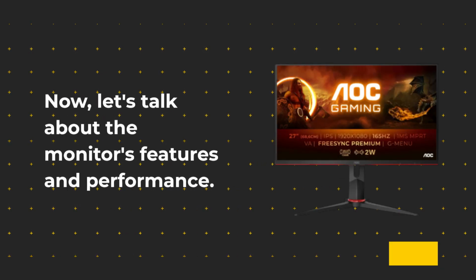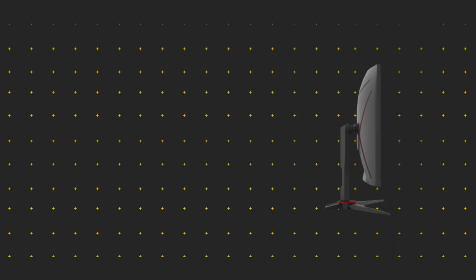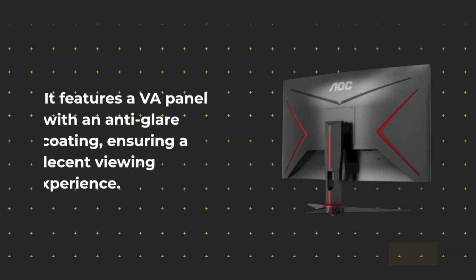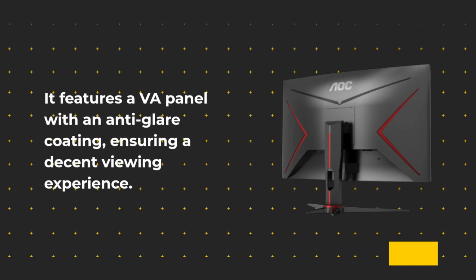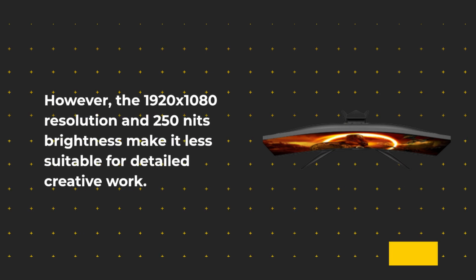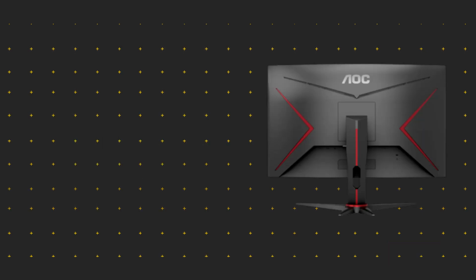Now, let's talk about the monitor's features and performance. As a budget-friendly option, the C27G2AE doesn't come loaded with advanced features. It features a VA panel with an anti-glare coating, ensuring a decent viewing experience. However, the 1920x1080 resolution and 250 nits brightness make it less suitable for detailed creative work.